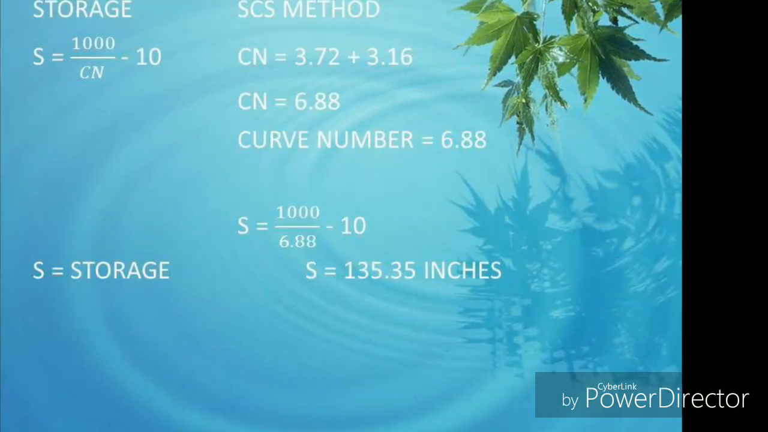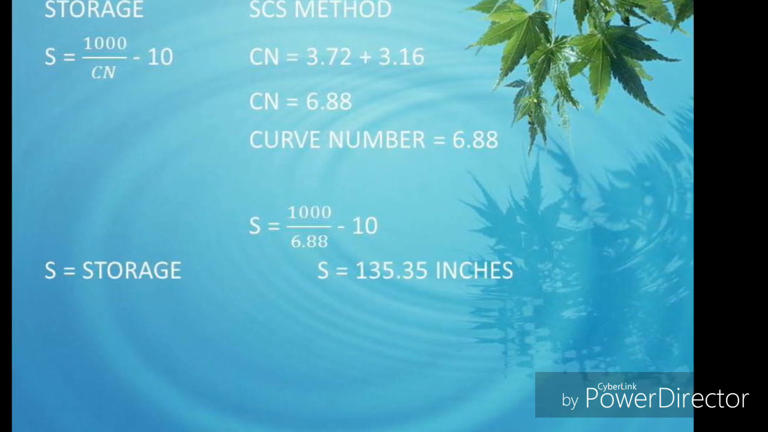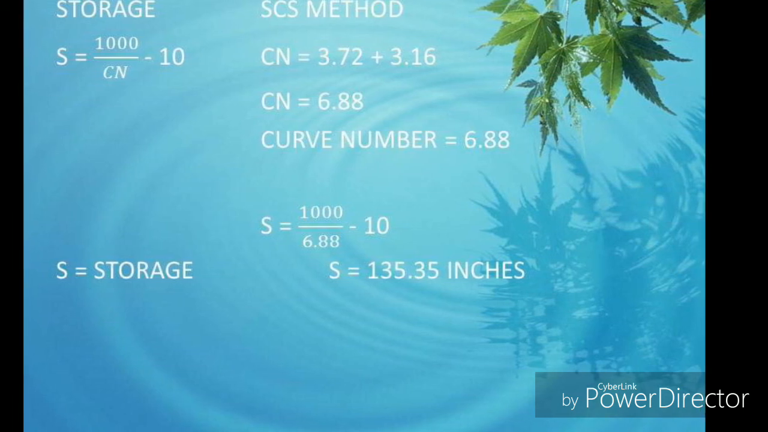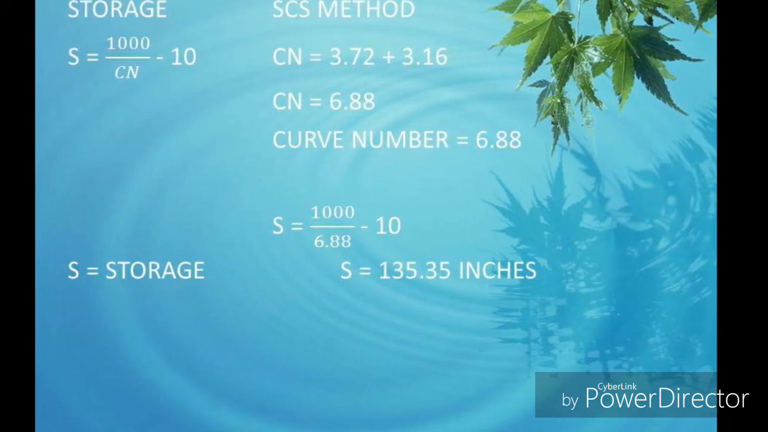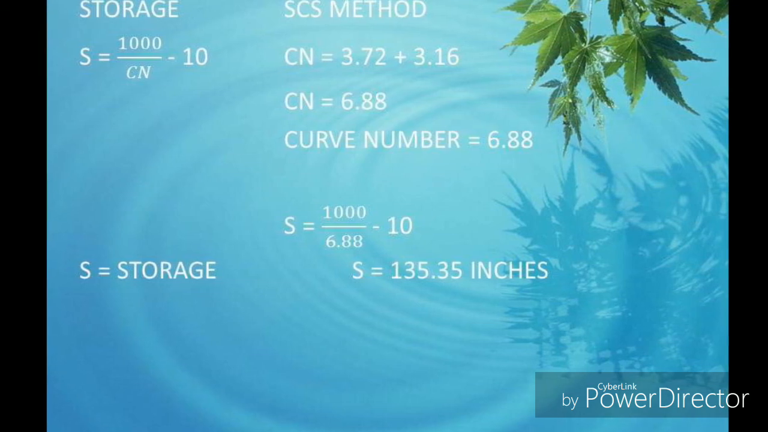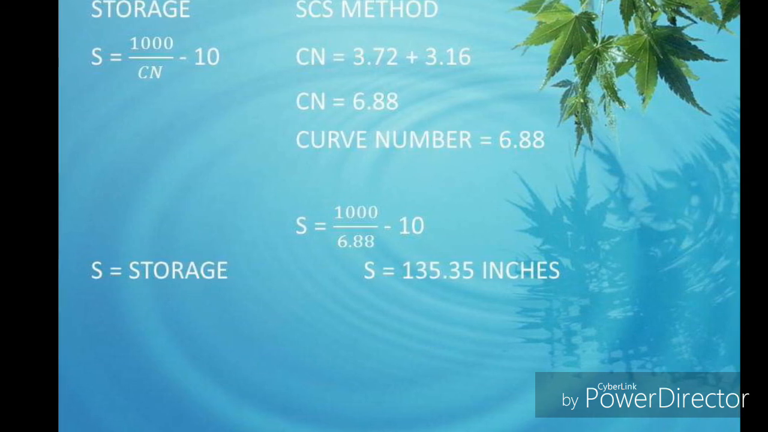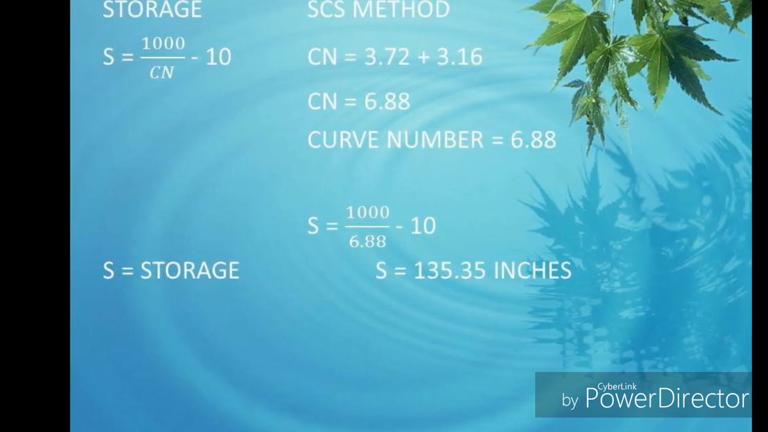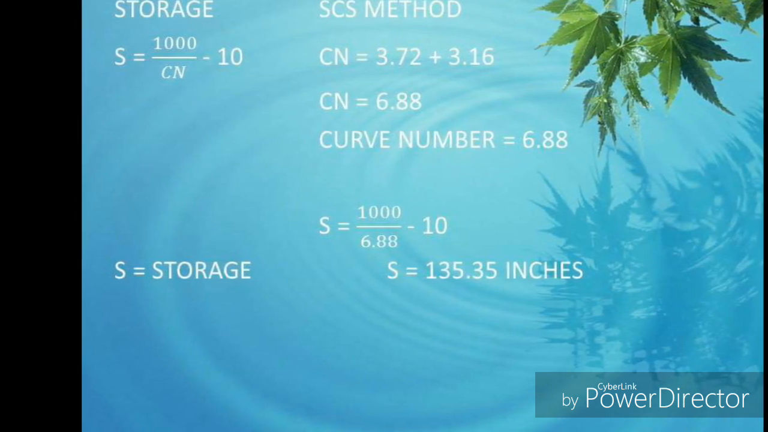Sample computation. Storage. We compute the storage, where S is equal to 1000 over CN minus 10. For SCS method, CN is equal to 3.72 plus 3.16. CN is equal to 6.88. For curve number, the total is 6.88. For the storage, S is equal to 1000 over 6.88 minus 10, which is equal to 135.35 in inches.